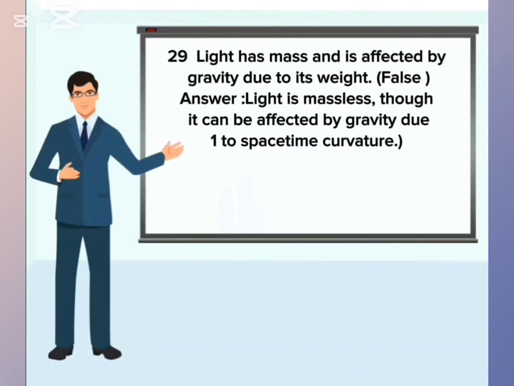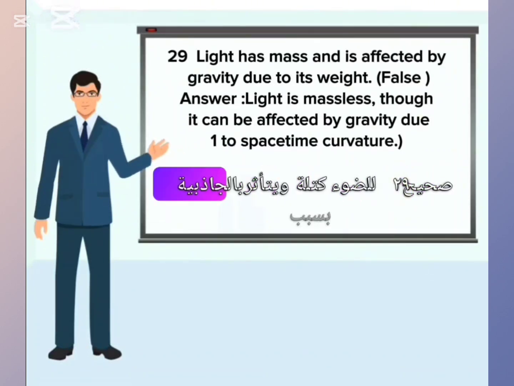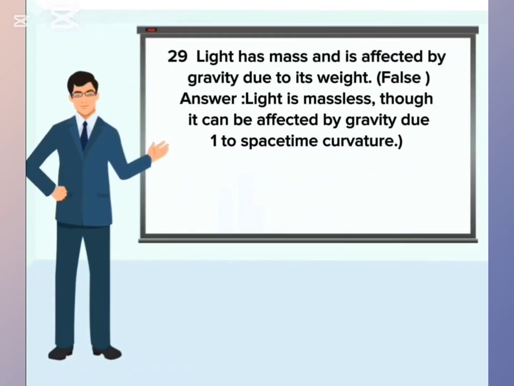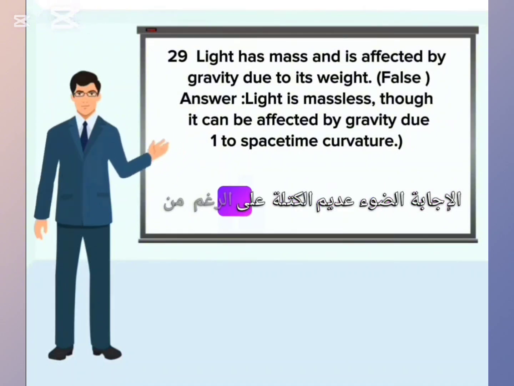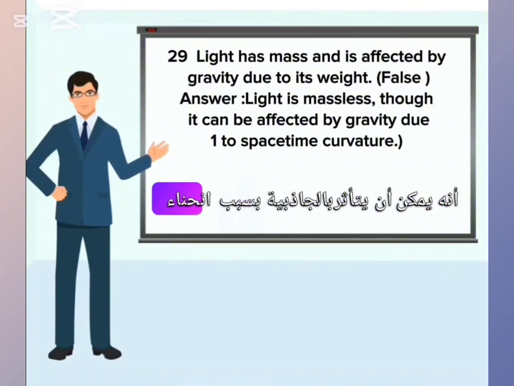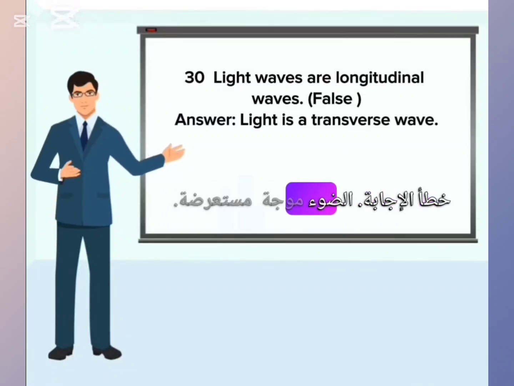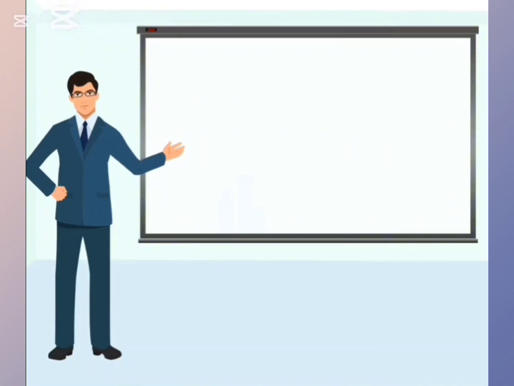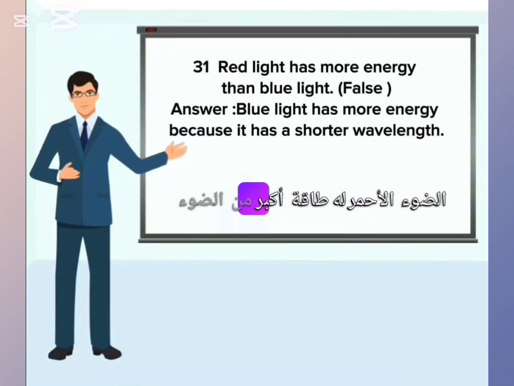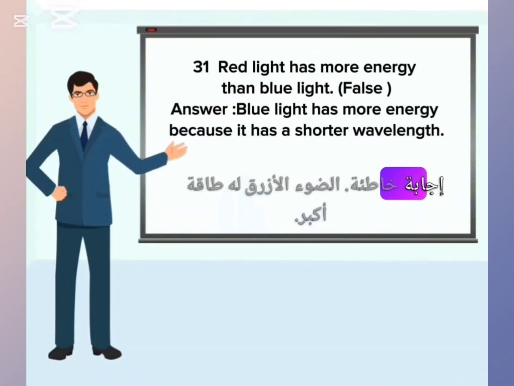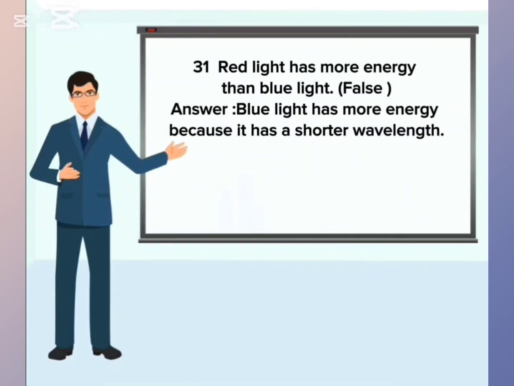29. Light has mass and is affected by gravity due to its weight. False. Answer: Light is massless, though it can be affected by gravity due to spacetime curvature. 30. Light waves are longitudinal waves. False. Answer: Light is a transverse wave. 31. Red light has more energy than blue light. False. Answer: Blue light has more energy, because it has a shorter wavelength.